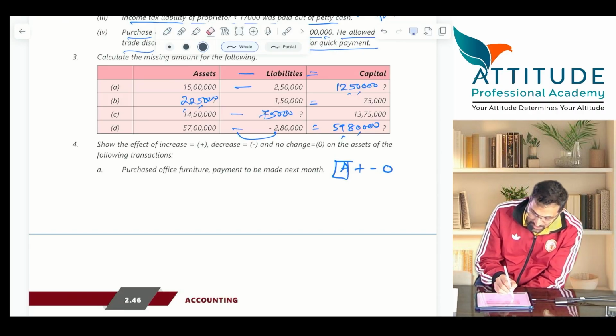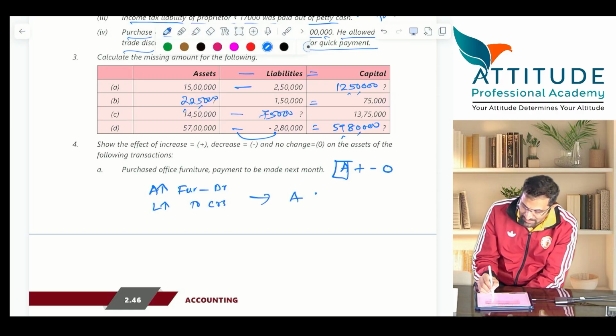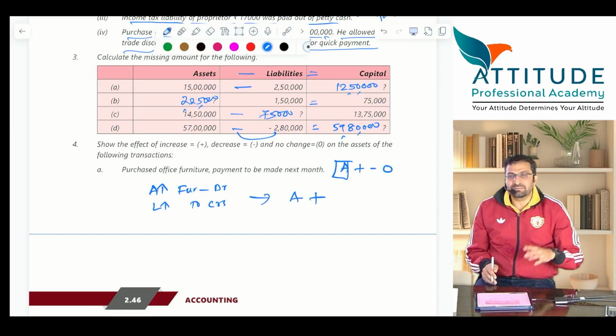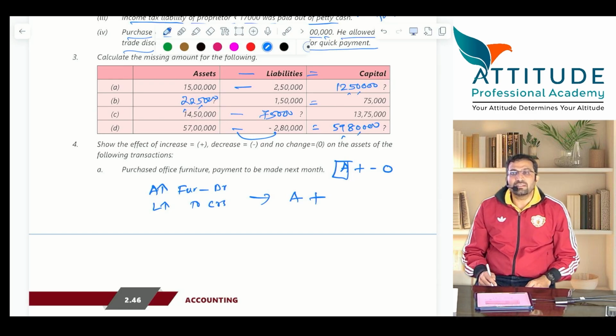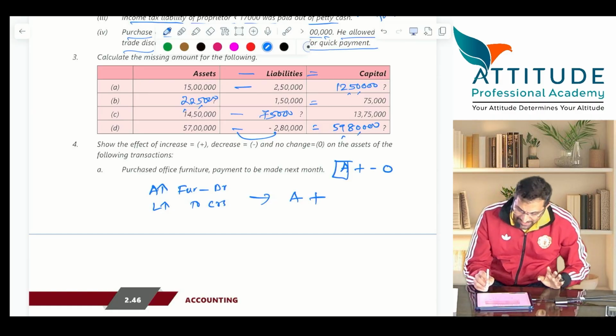Now, purchase of office furniture, payment made next month. First of all, tell me the entry. Furniture account debit to creditor. Asset increases, liability increases. It means that here the asset is plus. They are asking not about liability, they are asking the effect on only assets. Read the question carefully. I repeat once again.